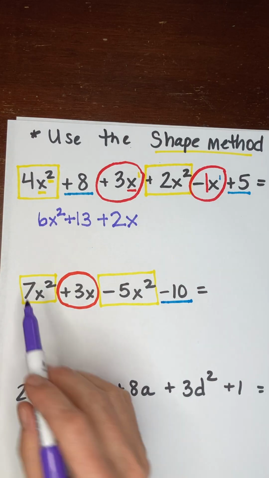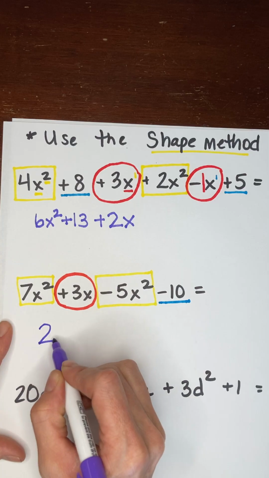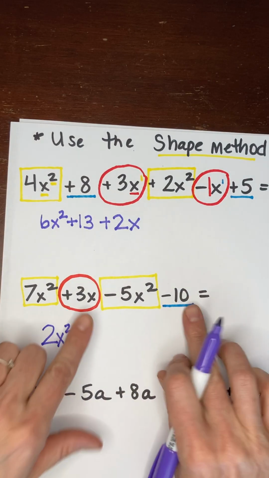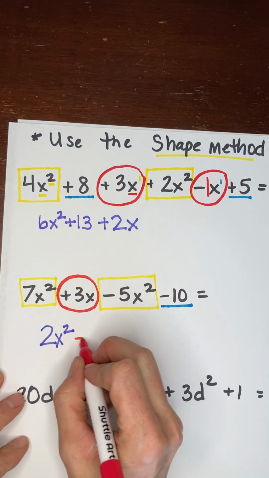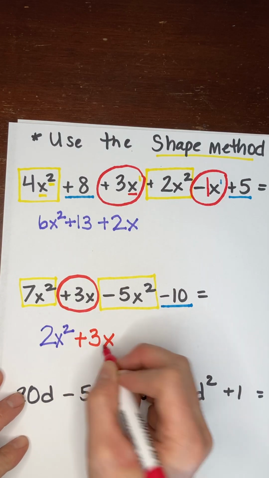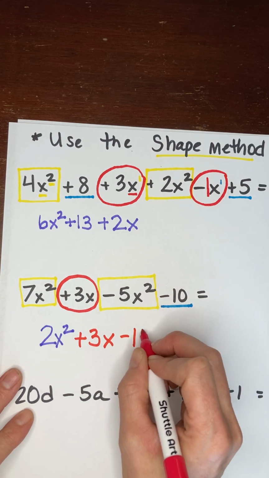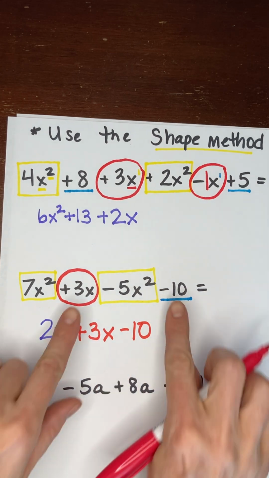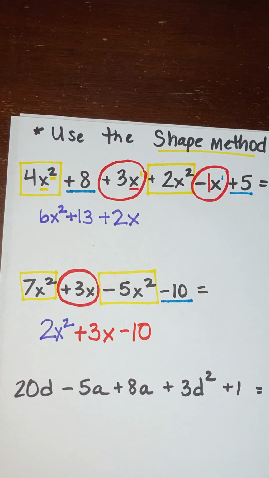Okay, so what can be simplified? Well, x squared and x squared. 7 minus 5 is 2x squared. And then these ones don't have anything to combine, and that is totally fine. Okay, so we're going to write plus 3x. Oops, I should use my other pen. And my minus 10. Okay, so that is okay that these are not simplifying any further. We just copy them down here at the bottom.